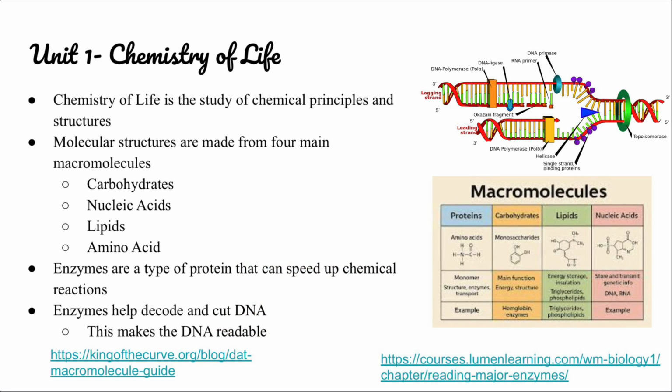The chemistry of life studies the chemical principles and structures that make living organisms function. All living things are built from four major macromolecules, including carbohydrates, nucleic acids, lipids, and amino acids, which form proteins. Proteins are important because some act like enzymes, which speed up chemical reactions in cells. Enzymes also help scientists work with DNA by decoding and cutting it, making the genetic information easier to read and understand.